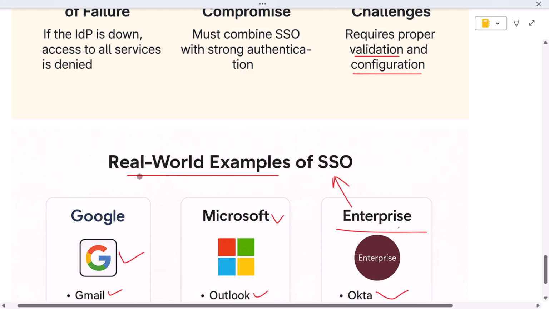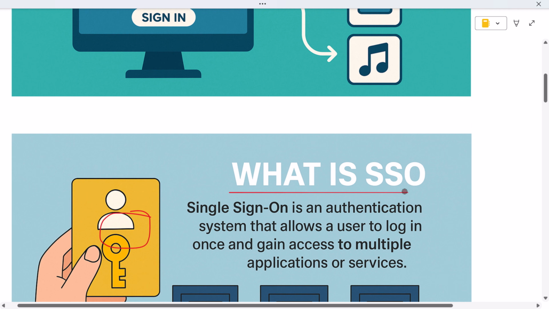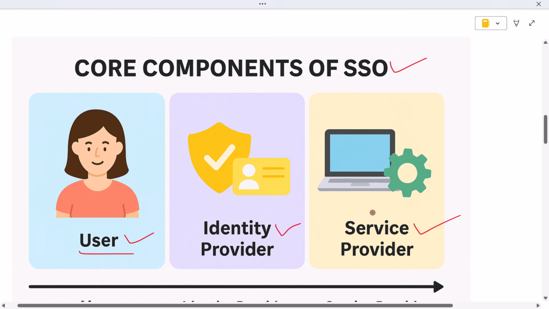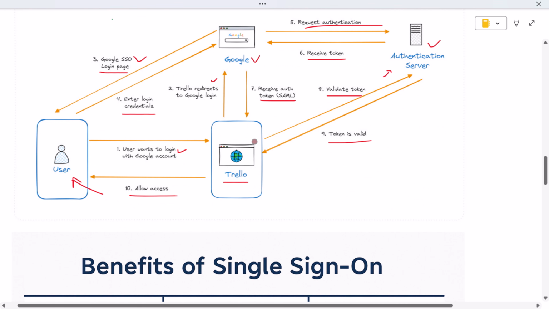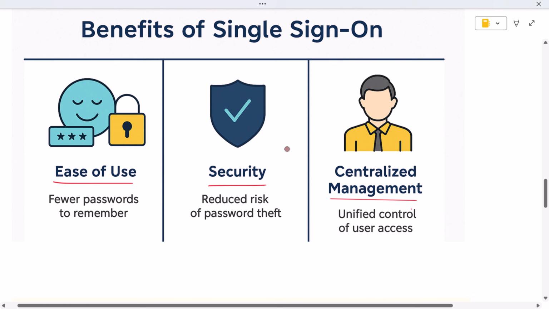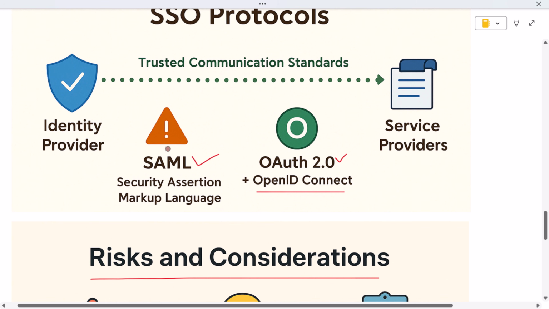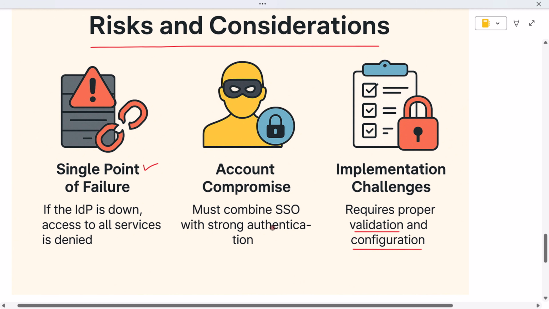So to wrap up everything we have discussed, single sign-on is an authentication method that allows users to access multiple applications after logging in just once. It's built on trust between an identity provider and one or more service providers. It improves user experience, increases security, and simplifies identity management across platforms. SSO depends on protocols like SAML, OAuth, and OpenID Connect, and while it offers great convenience, it must be paired with strong authentication and thoughtful implementation.